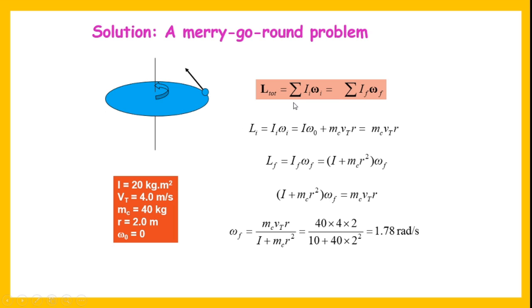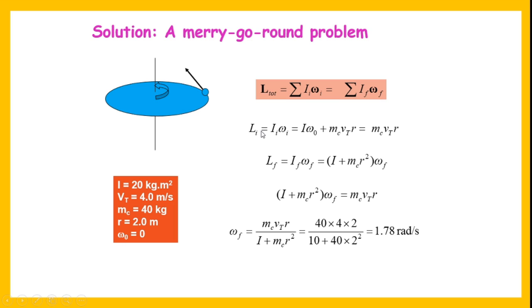Solution, let us see. The total angular momentum: sigma I_i omega_i is equal to sigma I_f omega_f. The given moment of inertia I is 20 kg m squared. Velocity is equal to 4.0 meters per second. m_c is 40 kg. R is equal to 2 meters. The initial angular velocity omega naught is equal to 0.